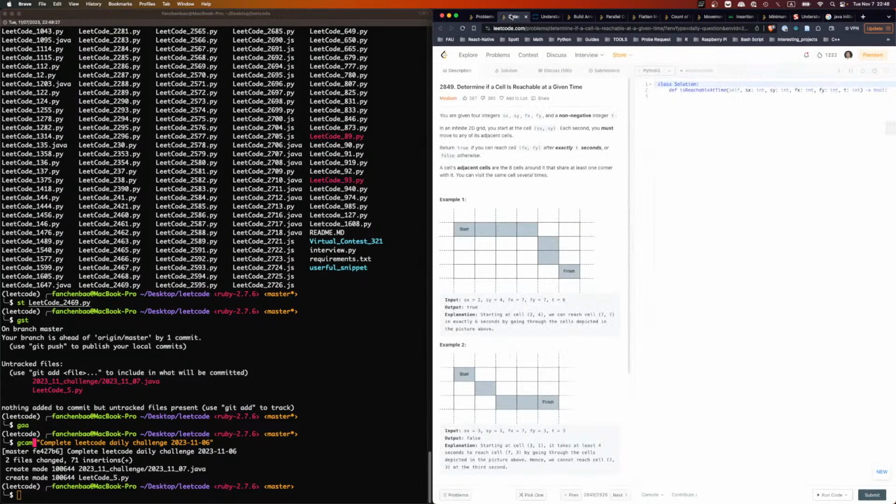Determine if a cell is reachable at a given time. I'm going to switch to Java.